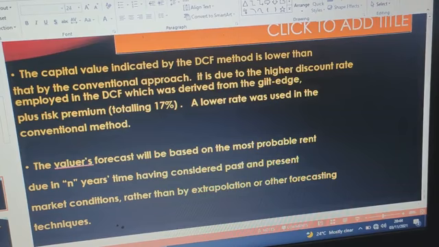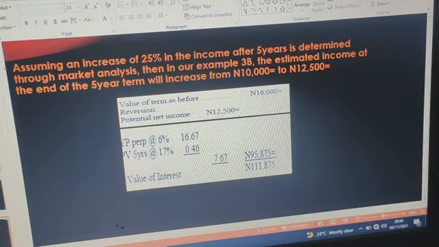The valuer's forecast will be based on the most probable rent due in n years' time, having considered past and present market conditions, rather than by extrapolation or other forecasting techniques. Assuming an increase of 25% in the income after 5 years is determined through market analysis, then in our example 3b, the estimated income at the end of the 5-year term will increase from N10,000 equals to N12,500 equals.